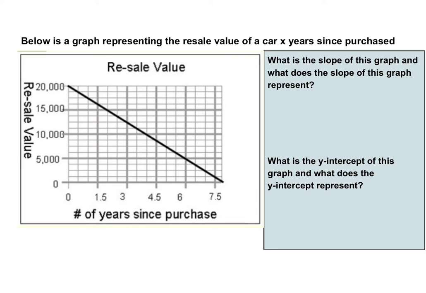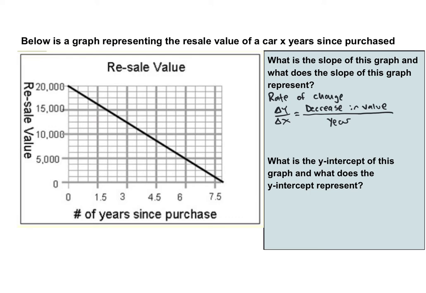All right, let's see how this works for an actual word problem. Below is a graph representing the resale value of a car x years since purchased. The moment you drive a car off of a car lot, it decreases in value because it is no longer brand new, and this graph represents that process. First we want to find the slope, because that slope is going to be our rate of change, or our change in y over change in x. Since x represents the number of years since purchase and y the resale value, and it's a negative slope, we can write this as the decrease in value per year.